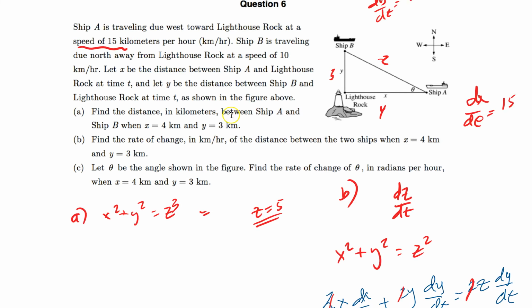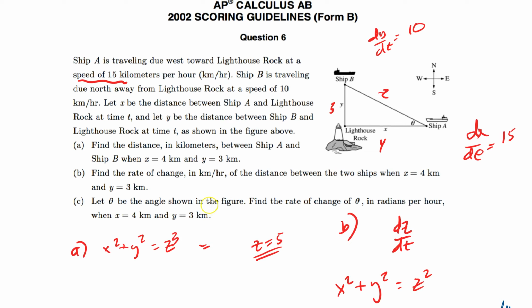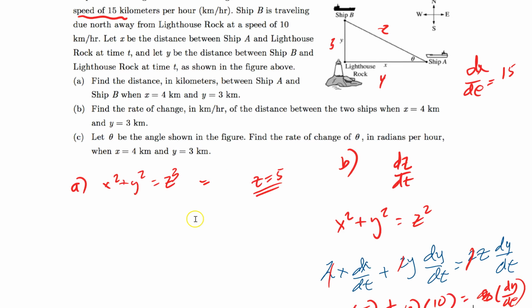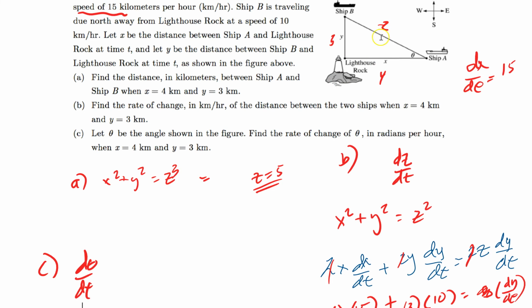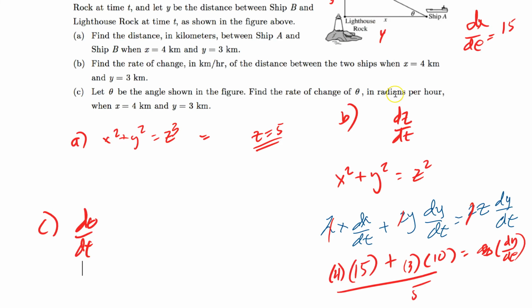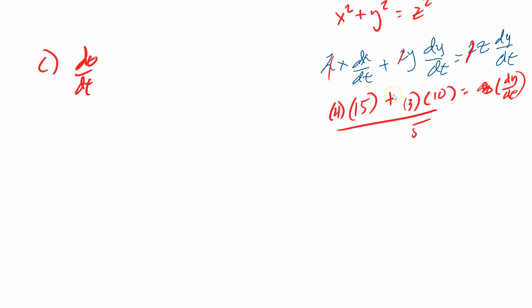Right, C, the angle shown in the figure. Find the rate of change of theta in radians per hour when x is 4 and y is 3. So for C here, you need an equation, because we want to find the rate of change of theta, so we need d theta dt. So similar idea. I got to find an equation with theta in this. Well, how goes your trig? I got tan here.